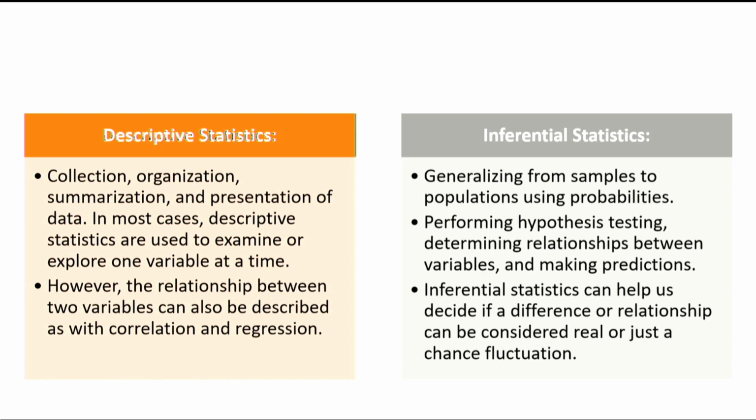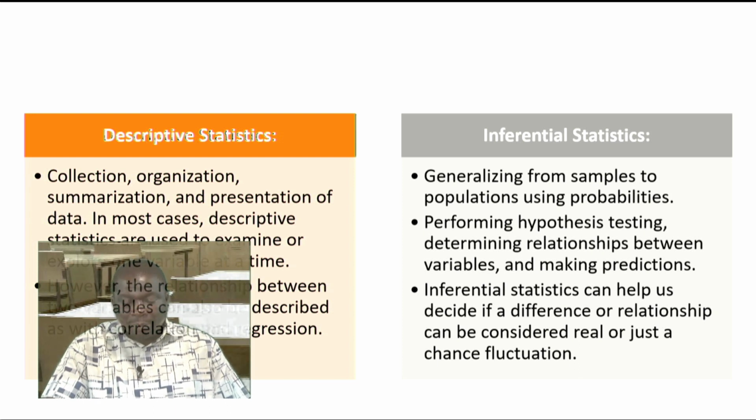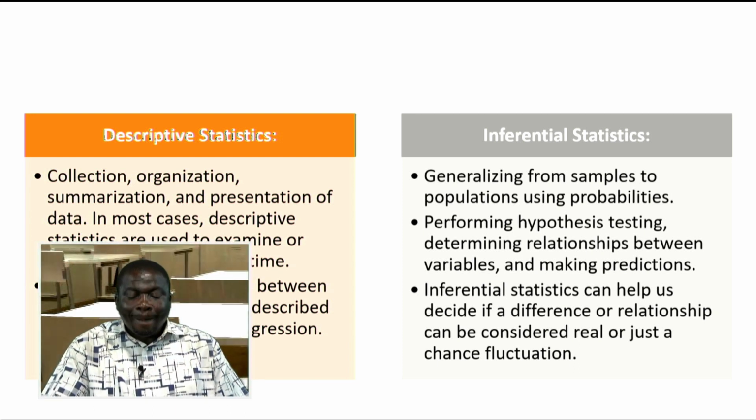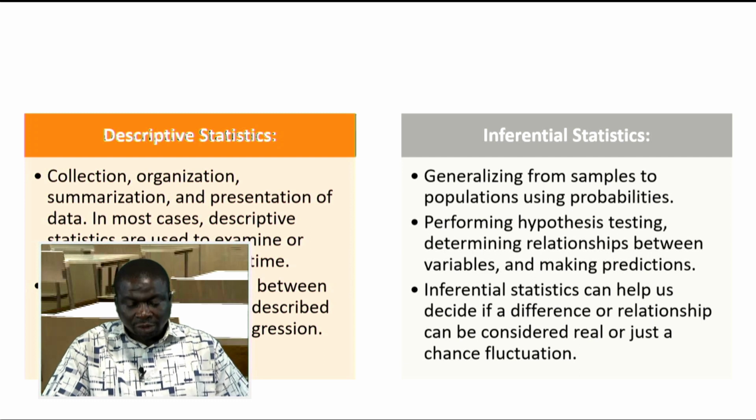We also have inferential statistics. Inferential statistics involves generalizing from samples to population using probabilities, performing hypothesis testing, determining relationships between variables, and making predictions. Inferential statistics can help us to decide if a difference or relationship can be considered real or just a chance function.